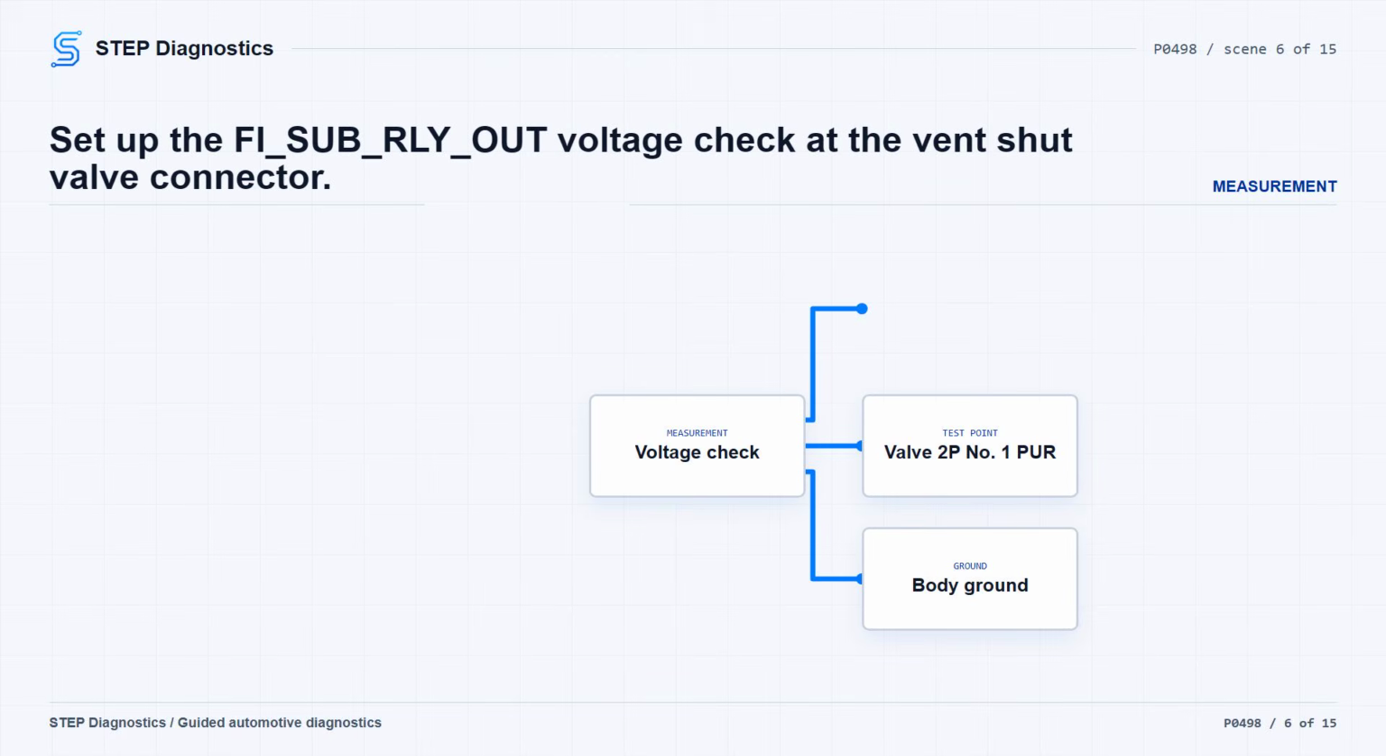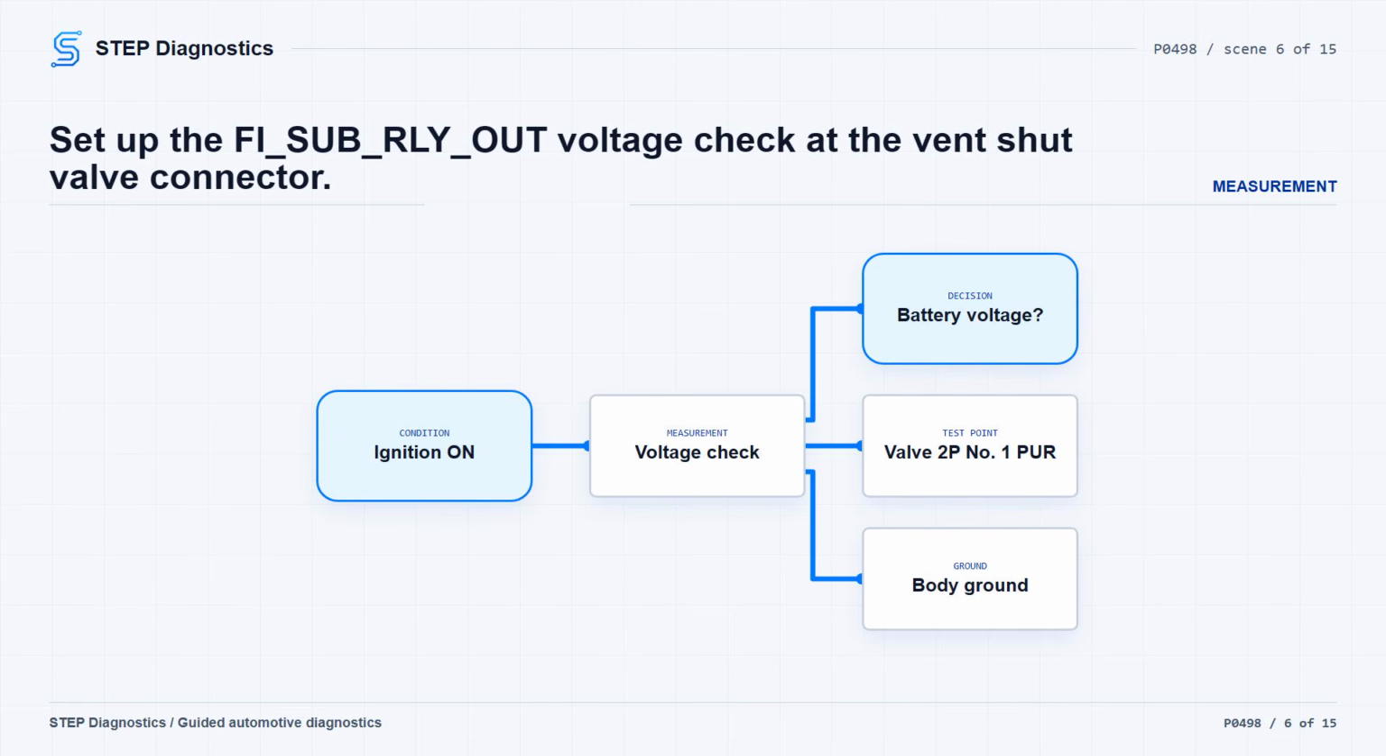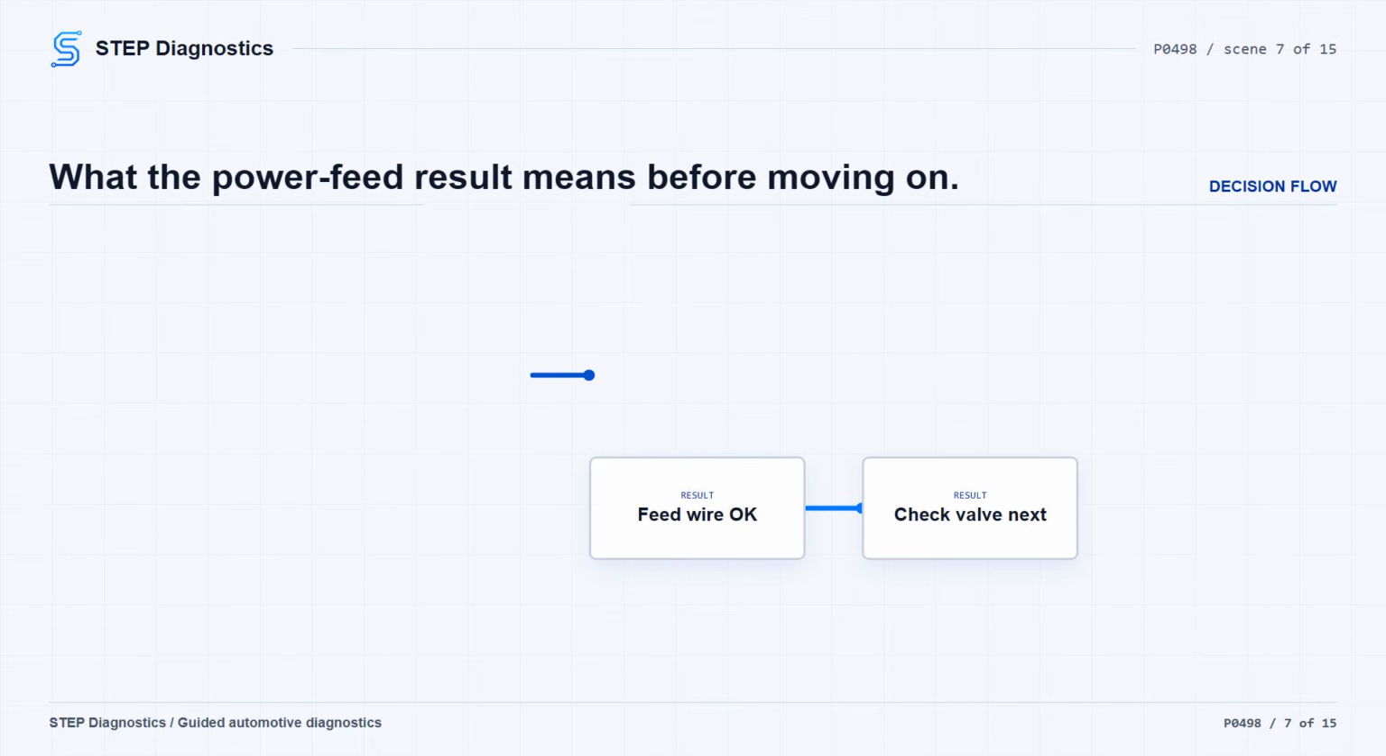Next, check the PHI-SUB-RLY-OUT feed to the vent shut valve. Turn the ignition OFF, disconnect the EVAP canister vent shut valve 2P connector, then turn the ignition back to ON (II) or select ON mode. Measure voltage from EVAP canister vent shut valve 2P connector No. 1, the PUR wire, to body ground. You are looking for battery voltage.